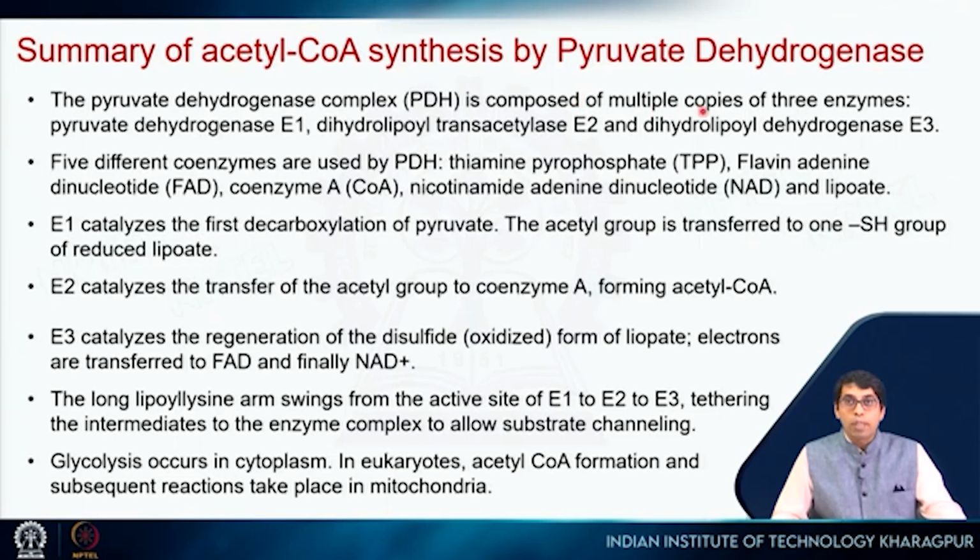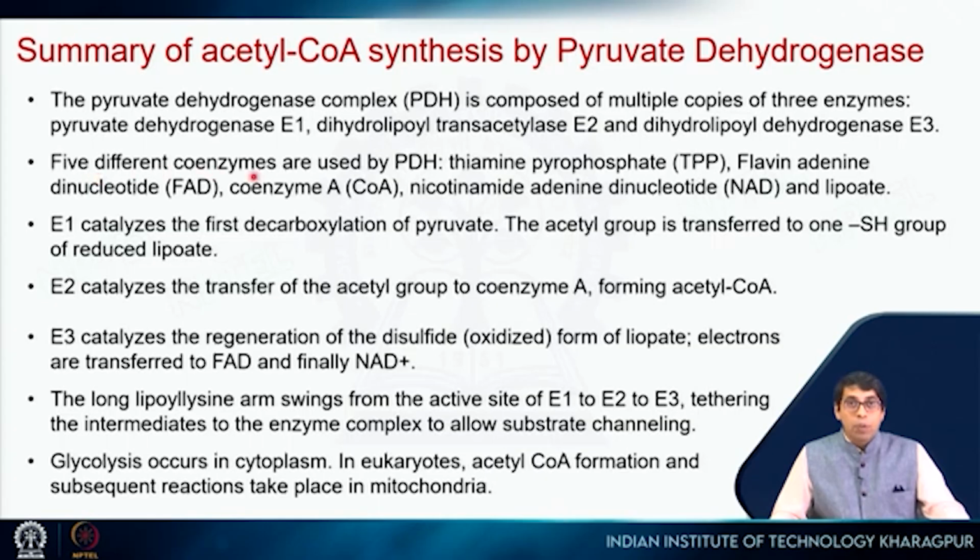It is composed of multiple copies of 3 enzymes. So, these 3 enzymes are pyruvate dehydrogenase, which is E1, dihydrolipoyl transacetylase, which is E2, and dihydrolipoyl dehydrogenase, which is E3. Now, if you see the structure, it is obvious that there are multiple copies of these 3 enzymes present in the PDH complex.